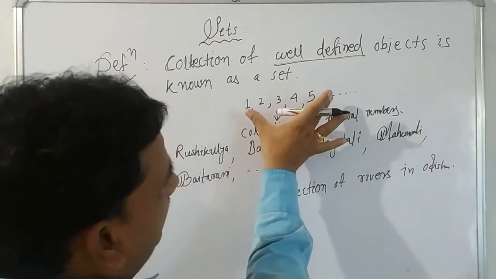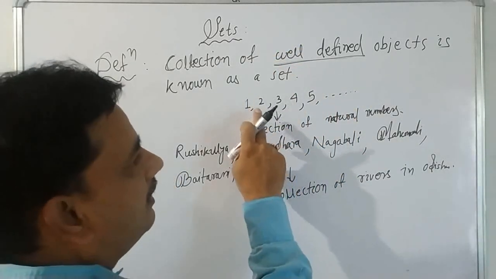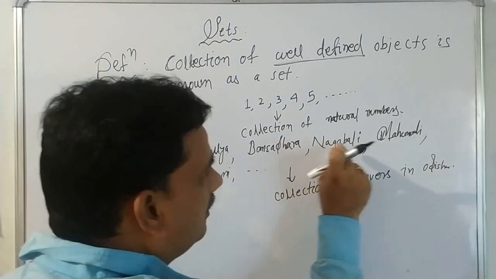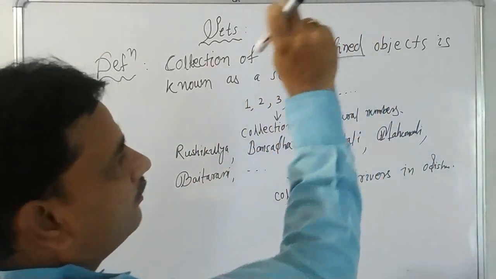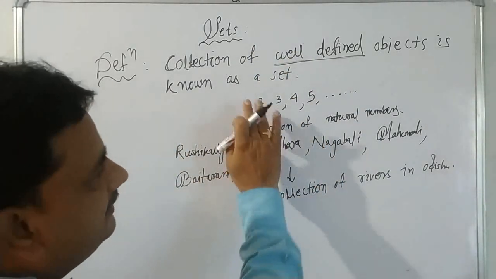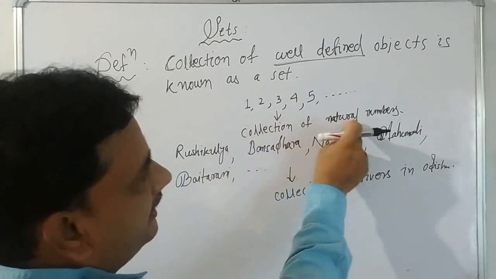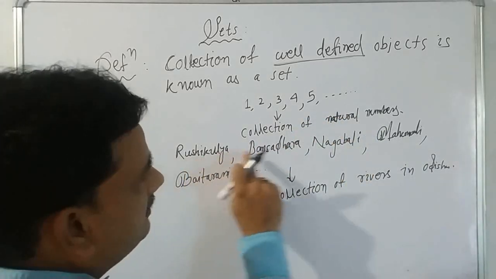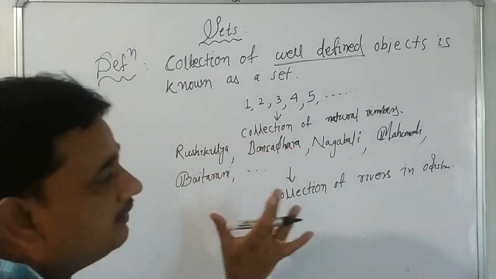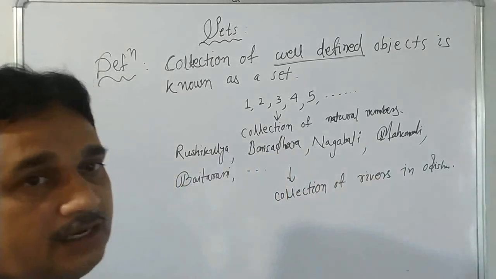What are you taking? Here I have taken some numbers. How can you define the numbers? The numbers are natural numbers. One is an object, two is an object, three is an object. So it is a collection of objects, and all the objects are defined as natural numbers. Here also there are some objects, and how can you define them? The objects are rivers. So this is a collection of rivers in Odisha.